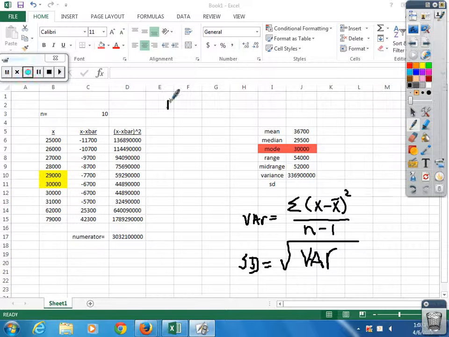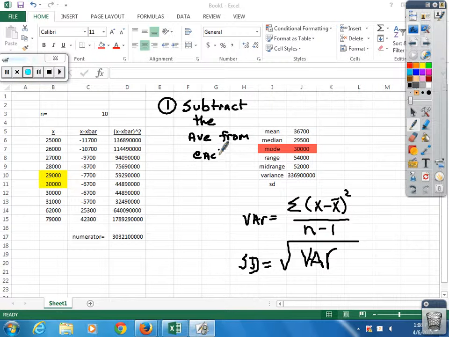One, subtract the average from each number. Two, square each number from step 1.